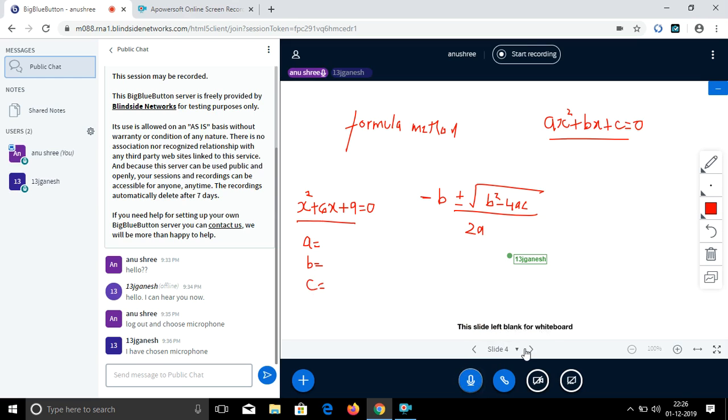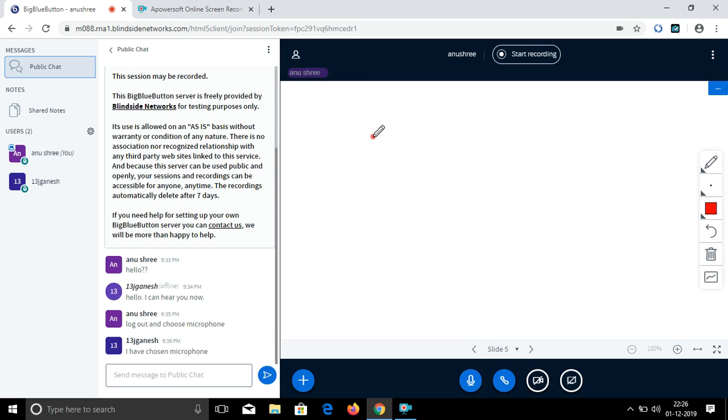So let me just explain to you. First I'm writing the general or standard form: ax squared plus bx plus c equals 0. And if my equation is x squared plus 7x plus 3 equals 0, so a is the coefficient of x squared.